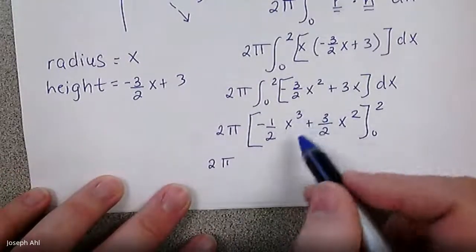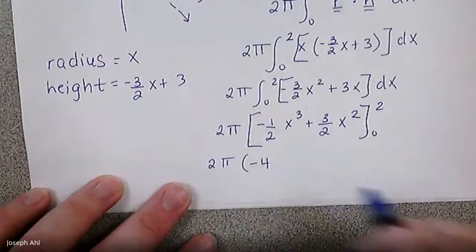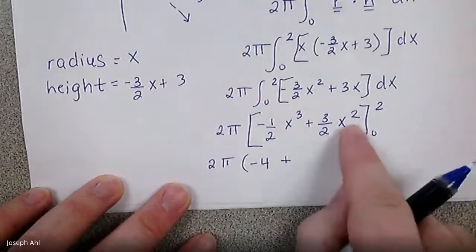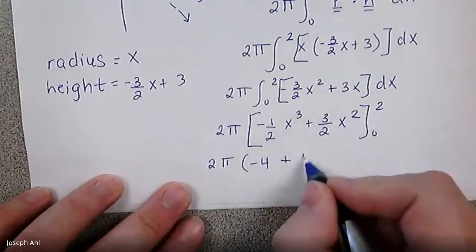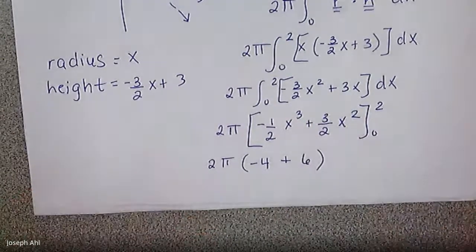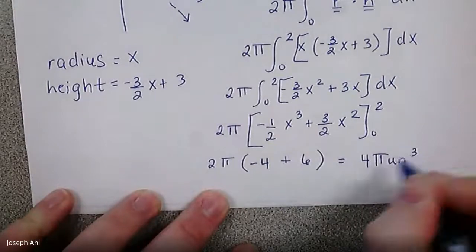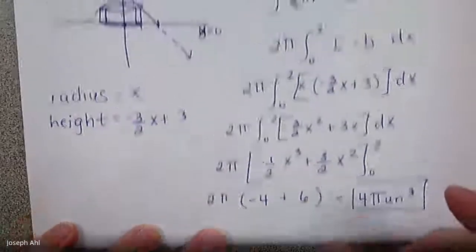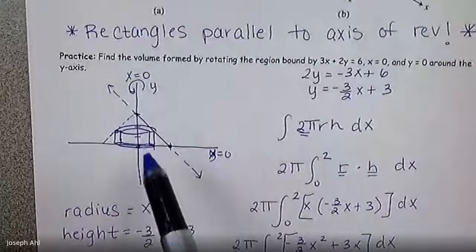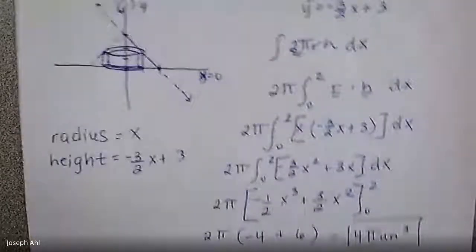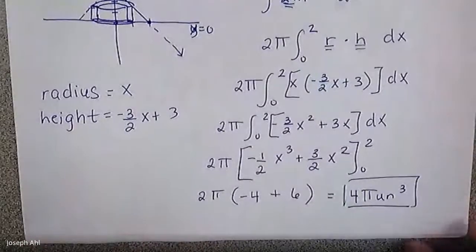Okay, so if I plug in 2, we're going to get 2 pi times, let's see, 2 cubed is 8, and negative 1/2 times 8 is negative 4, plus 2 squared, 4, 2 goes into 4 twice, times the 3 is 6. And when I plug in 0, you'll just be subtracting 0 there, so 2 pi times 2 is 4 pi units cubed. That is the resulting volume from taking all of these shells and spinning them around the y-axis. That would be the volume of that solid of revolution there.